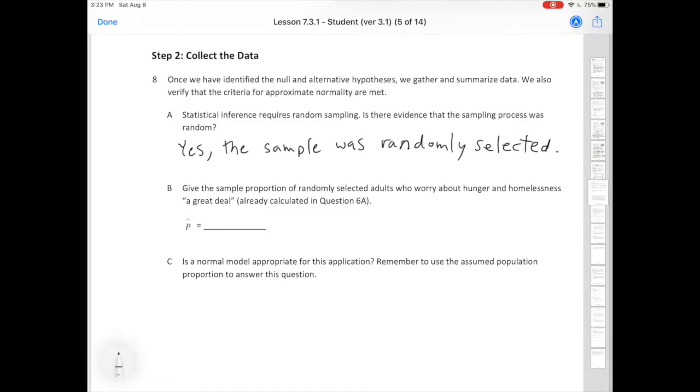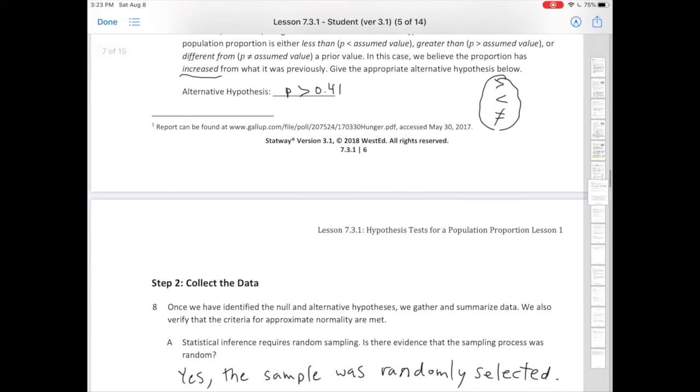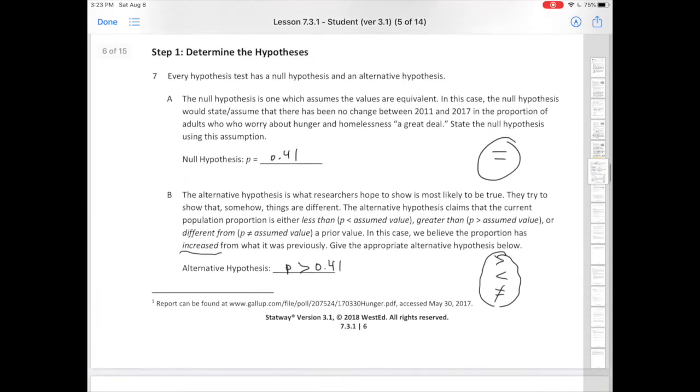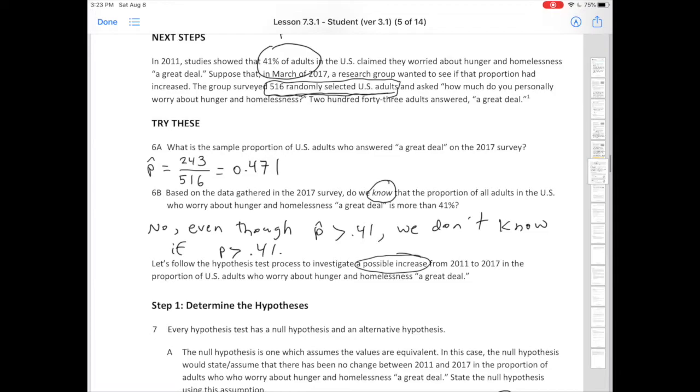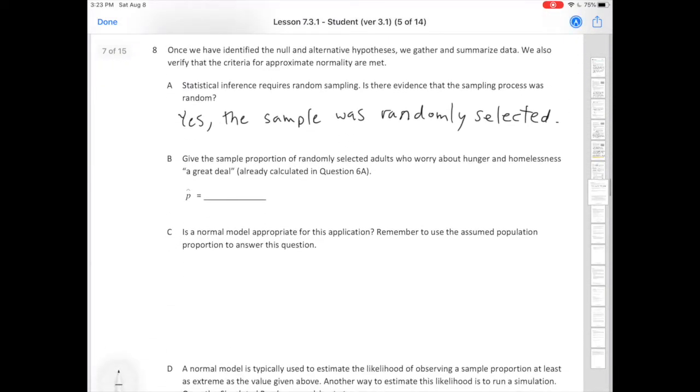Part B. Give the sample proportion of randomly selected adults who worry about hunger and homelessness a great deal. We already calculated this in question 6a. So when we look at question 6a, we notice that we got 0.471. So p hat is equal to 0.471.